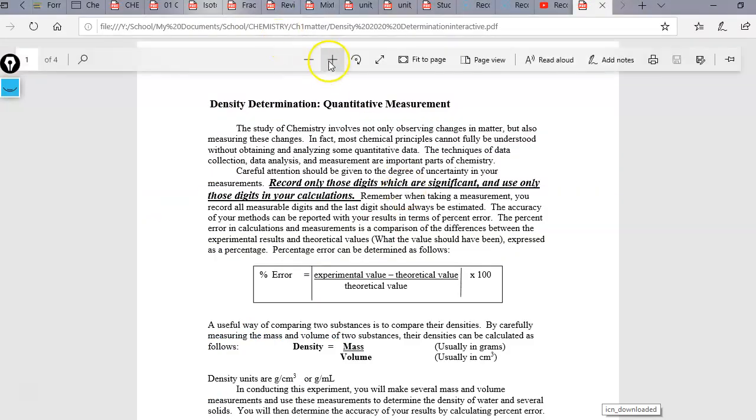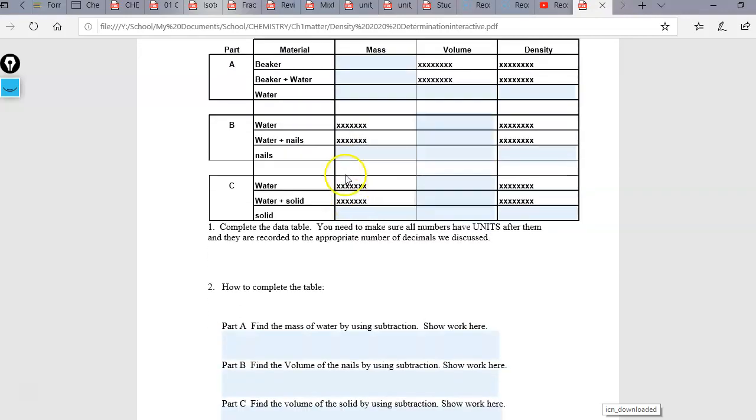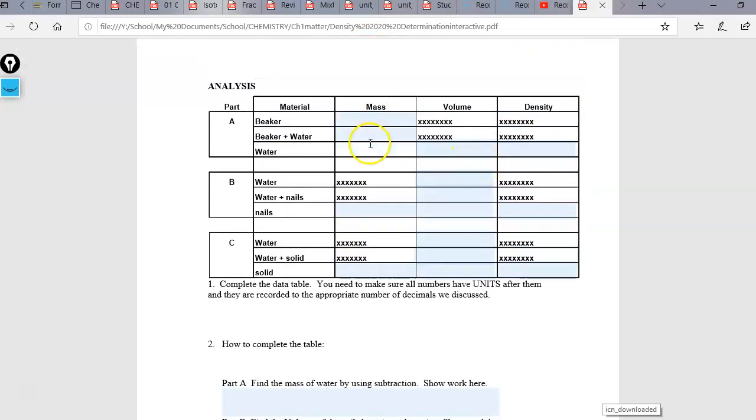Once you get it open, the document should look like this. You're going to be watching my video, and then you're going to be recording on your data table. Here is your data table, and you should see blue lines or blue spots where you need to type. First of all, we are only doing part A and part B today. You will not have your whole data table filled out at the end of my video. Some of these spaces you have to do calculations for.